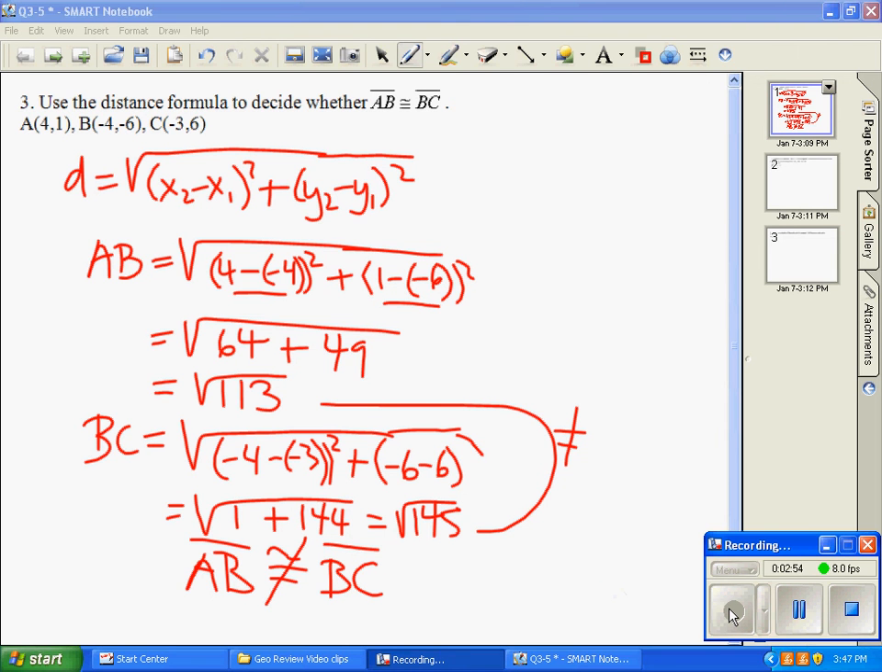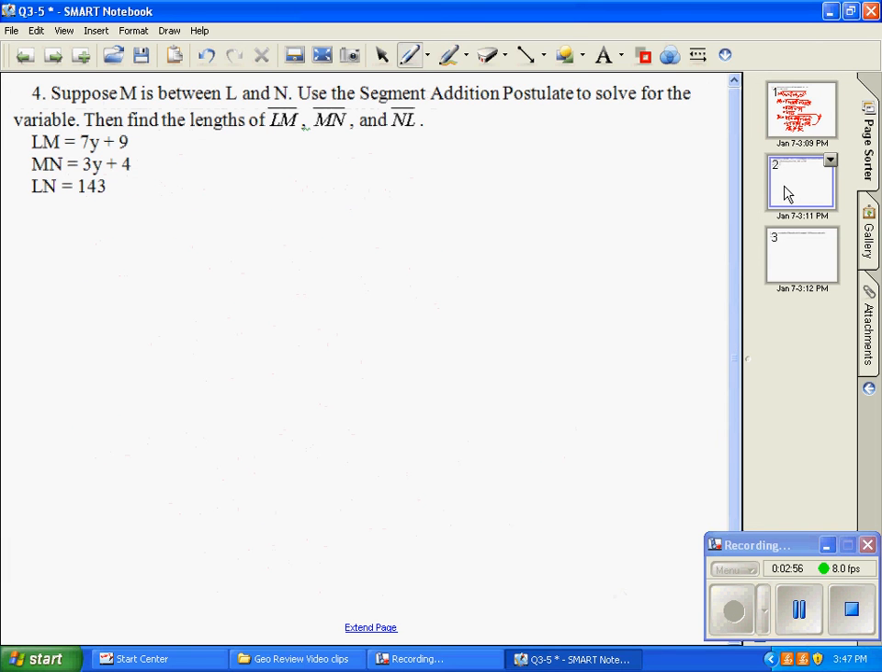Okay, moving on to problem 2. Oh, rather problem 4. It says suppose M is in between L and N. Use the segment addition postulate to solve the following variables. Then find the lengths of LM, MN, and NL. Okay, so here we have these pieces. So the best thing is to do a little sketch. So we have this segment, L, there's N, and then M is somewhere in the middle here.